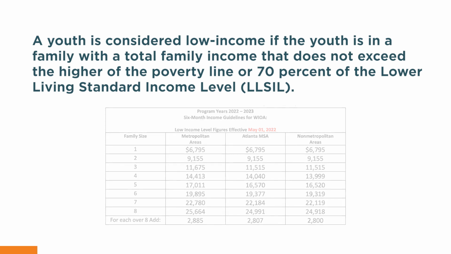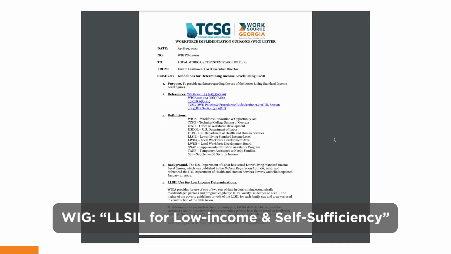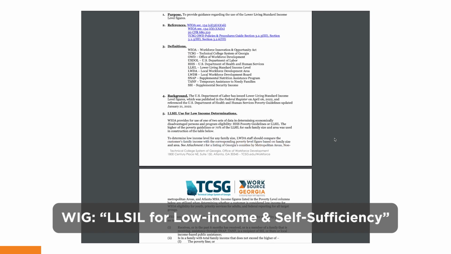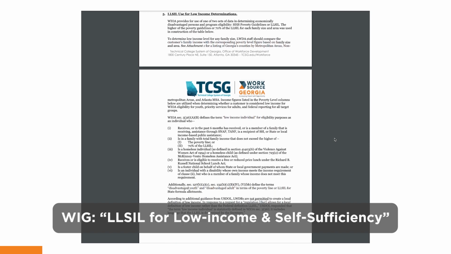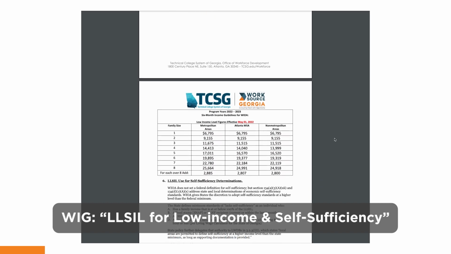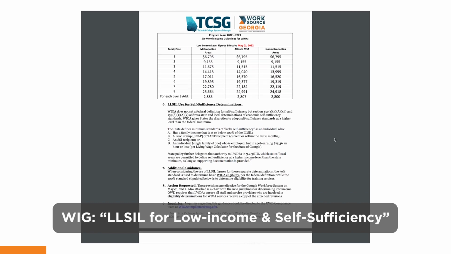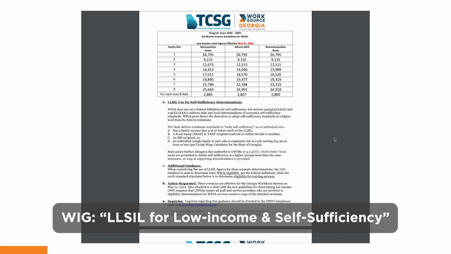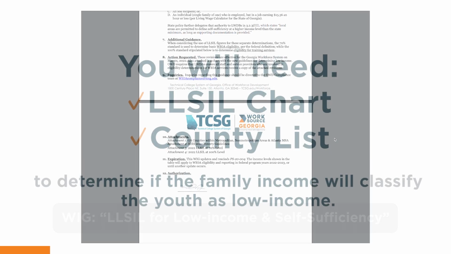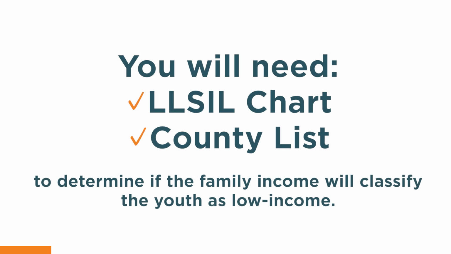This information is provided as part of the Workforce Implementation Guidance Letter, LLSIL for low income and self-sufficiency. Within this WIG, you will also find an attachment containing the list of the counties in Georgia categorized as metropolitan areas, Atlanta metropolitan areas, and non-metropolitan areas. You will need the LLSIL chart and the county list in order to identify the appropriate income guidelines to help you determine if the family income will classify the youth as low income.